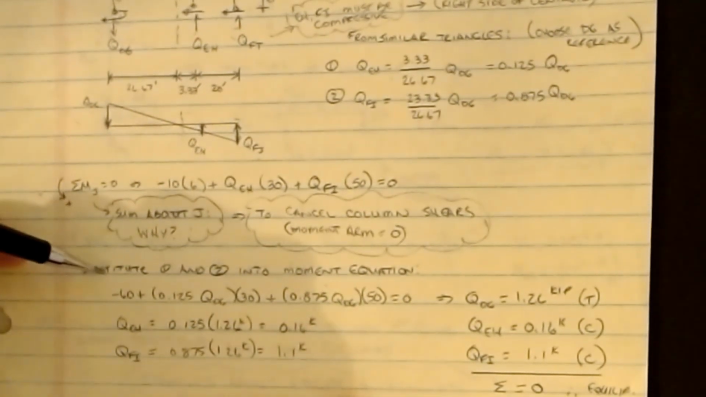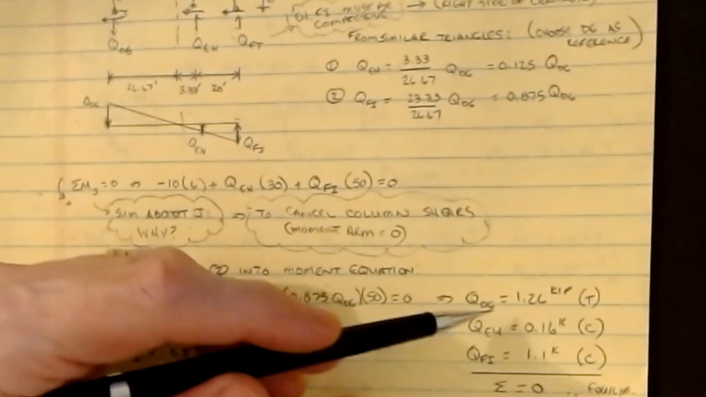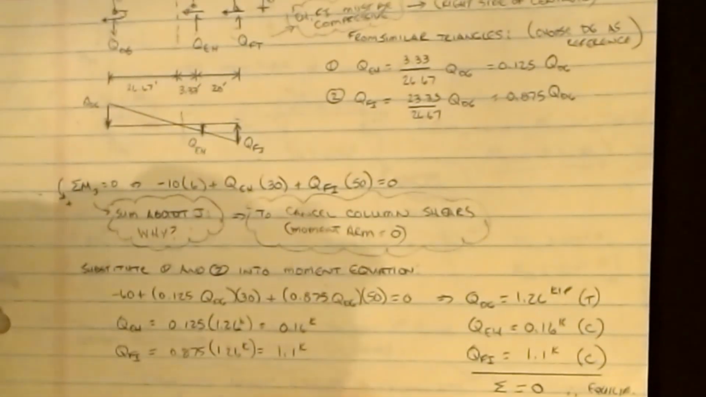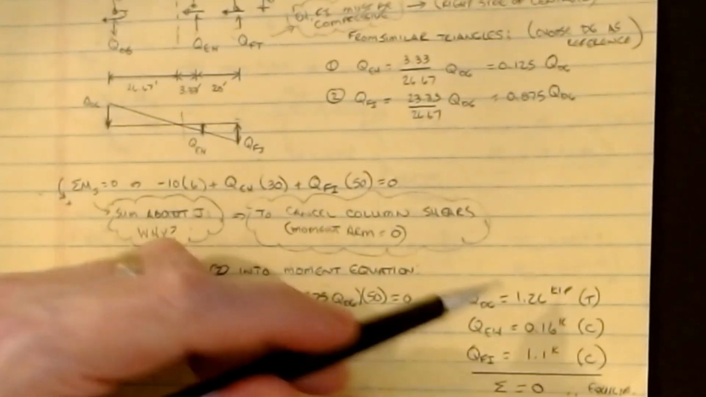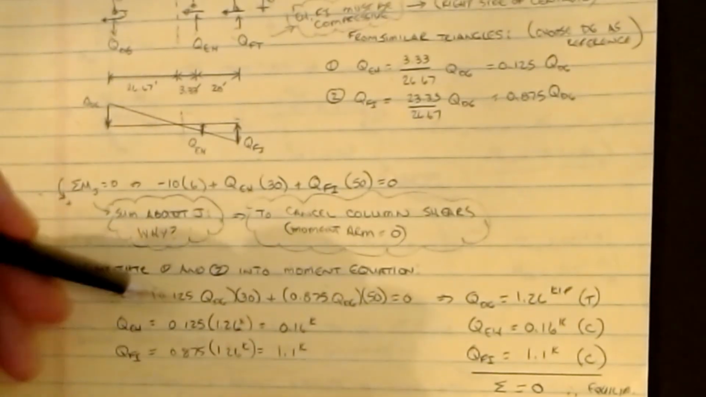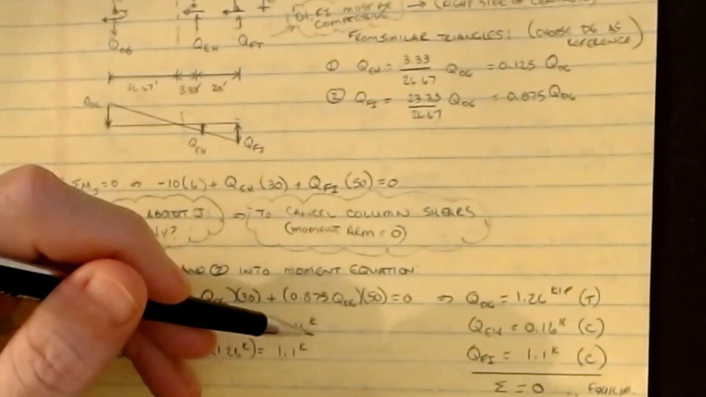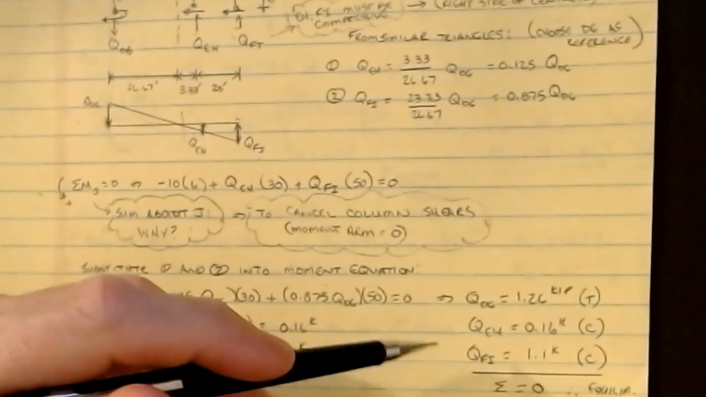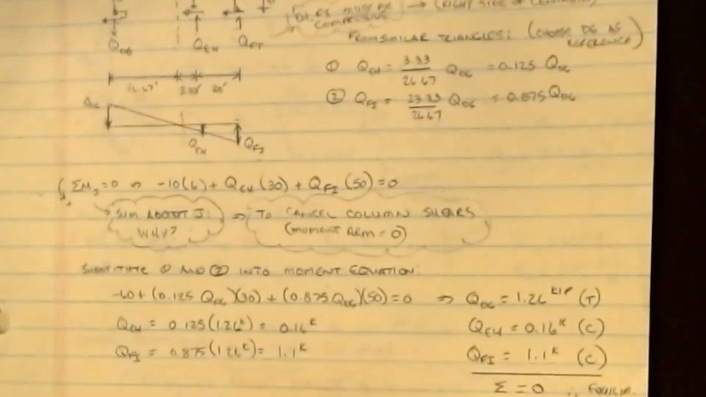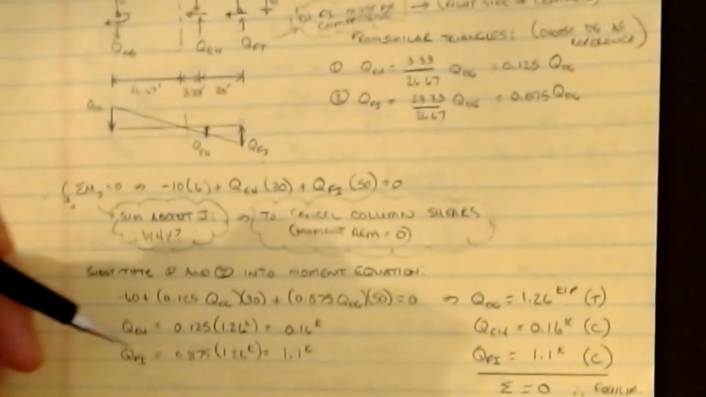And if you go through and solve for this, you can find out that QDG is equal to 1.26 kips of tension for this particular structure. And if that's 1.26 kips of tension, then QEH, we said, was 0.125 times that value, so that gets me 0.16 kips. Now, obviously, for a real structure, these are very, very small values. Part of that is because the columns are so far apart. It's a very, very small calculation.